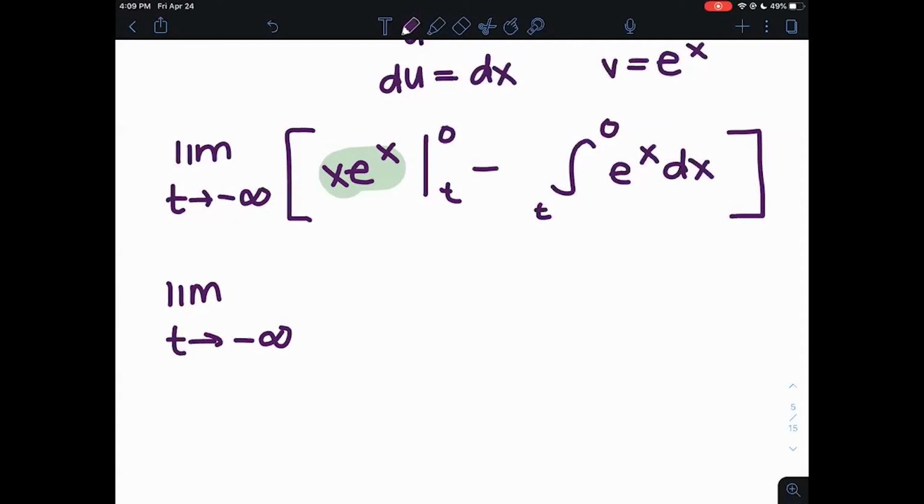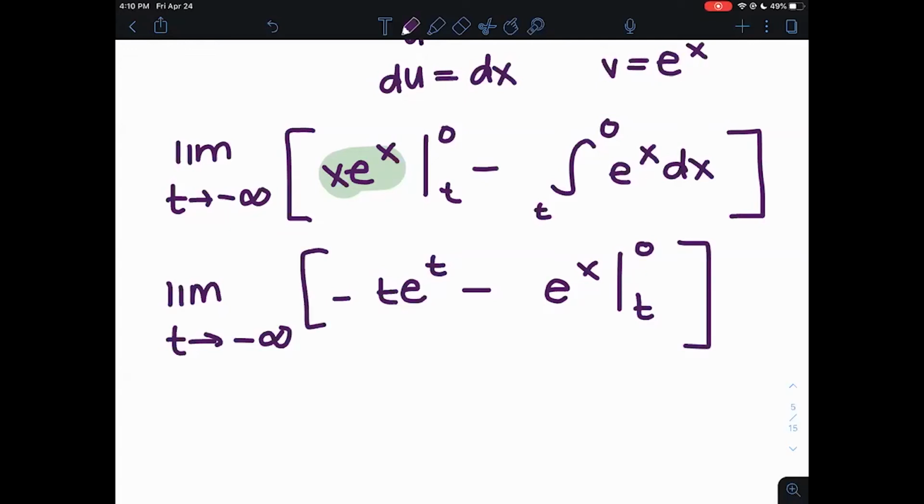When I evaluate x e to the x at t, that would give me t e to the t, and I would be subtracting that. I have the evaluation at 0 minus the evaluation at t. And then minus my integral from t to 0 of e to the x dx. The integral of e to the x is e to the x. And I'm going to evaluate that at 0 and at t. And I'm still taking the limit of all of that.